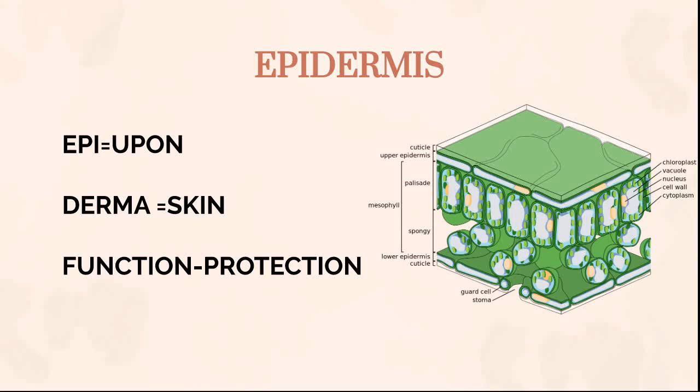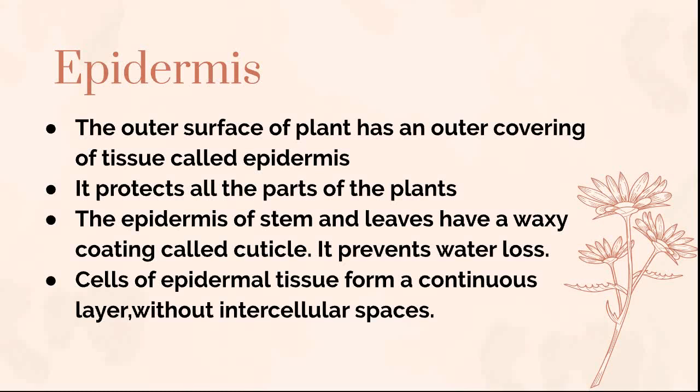So where is epidermis present? It forms actually the skin of a plant. It is the outer surface of the plant. That means it's the outer surface of a stem, outer surface of a leaf, and outer surface of a root. In the aerial parts of the plant, epidermis secretes a waxy coating called cuticle.